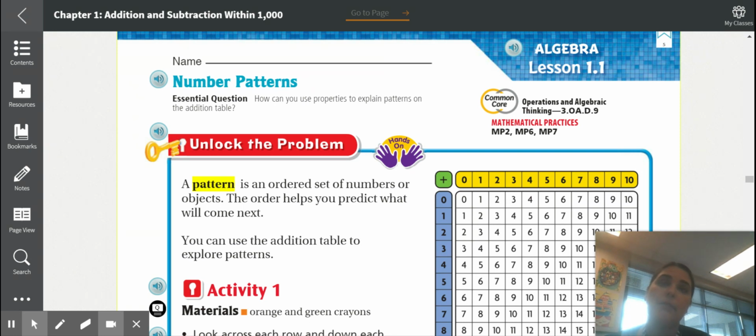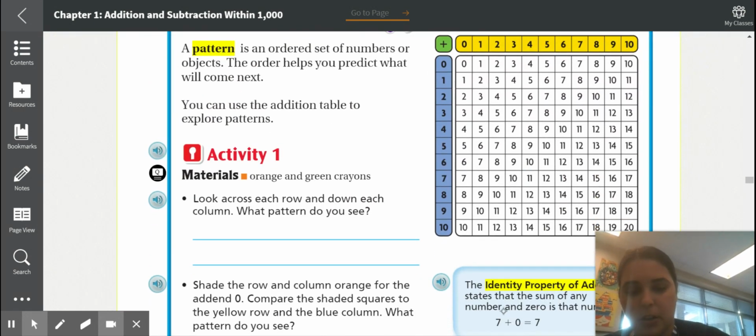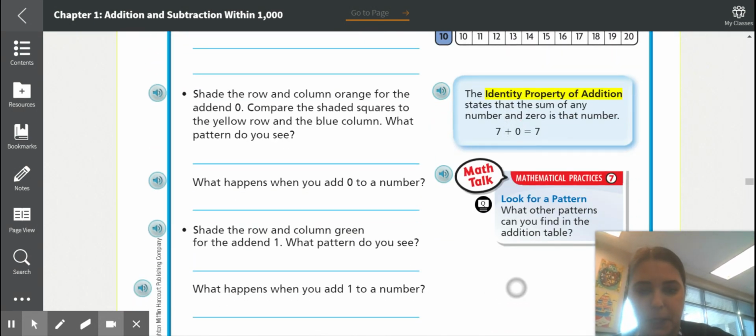So you can have patterns with colors, patterns with shapes, patterns with objects. For math, we're really going to be talking about patterns that we see with numbers. We'll do that today, and then as we go forward with multiplication and division, there are even more patterns, and these patterns help us understand math in a better way. So we're going to actually skip this whole page.